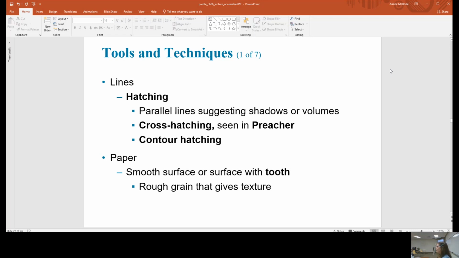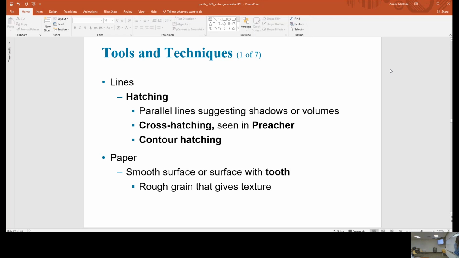Now we're moving on from reasons why artists draw to how they draw. Of course, lines are very important with drawing. You have your basic line. Then you have hatching, which is parallel lines next to each other. And then you have cross-hatching, which is putting lines on top of each other.